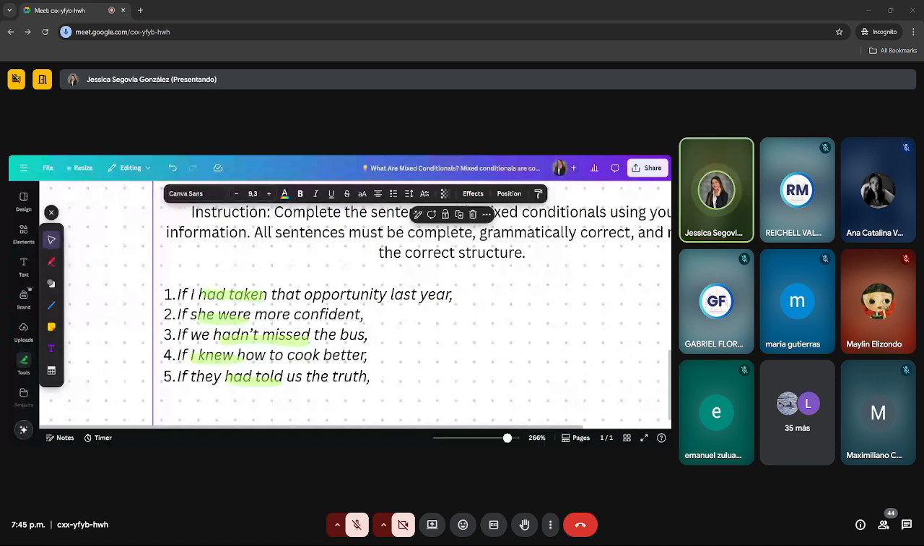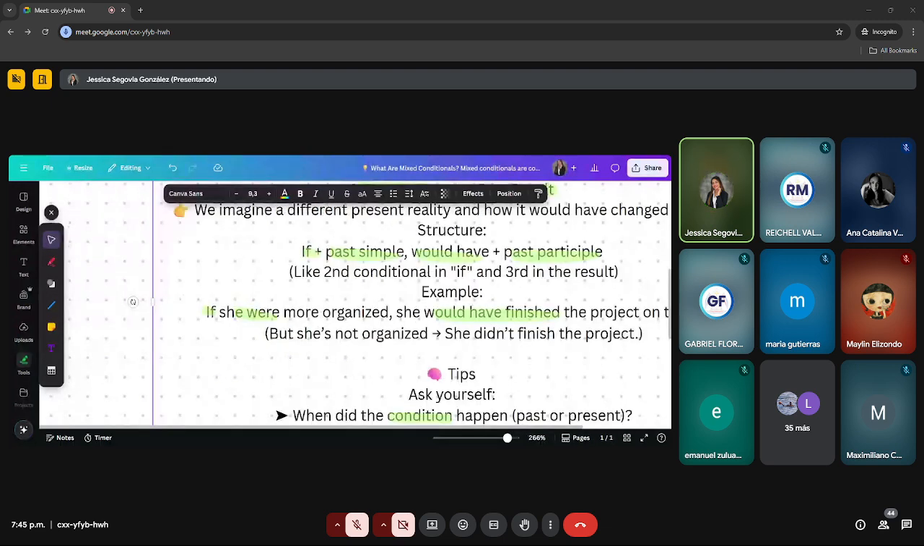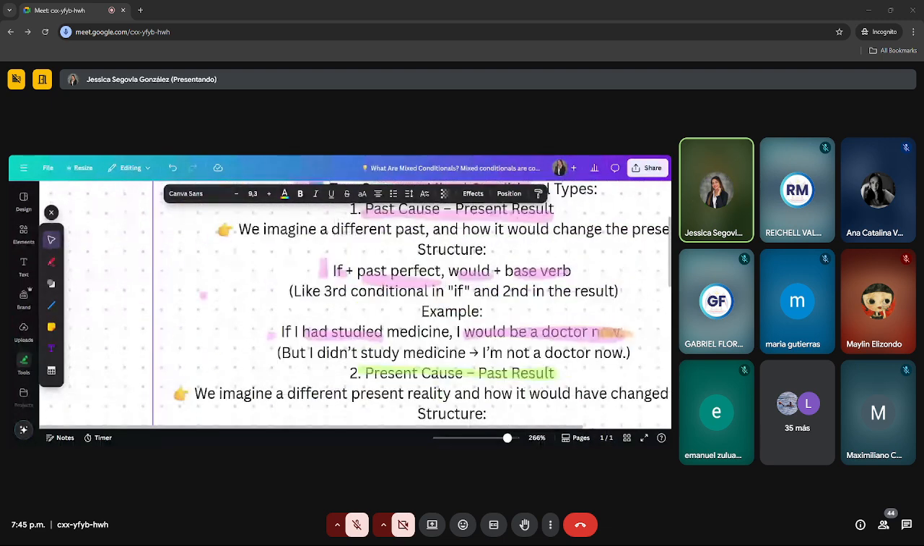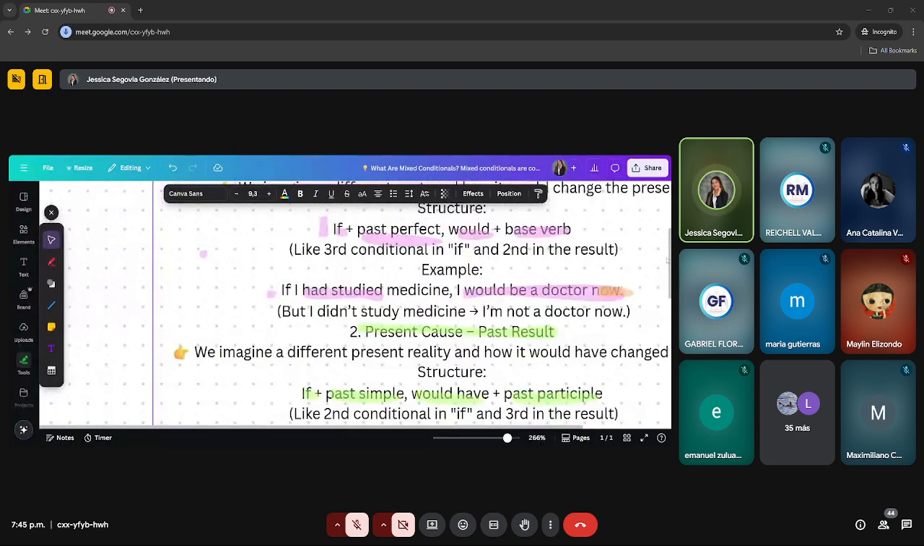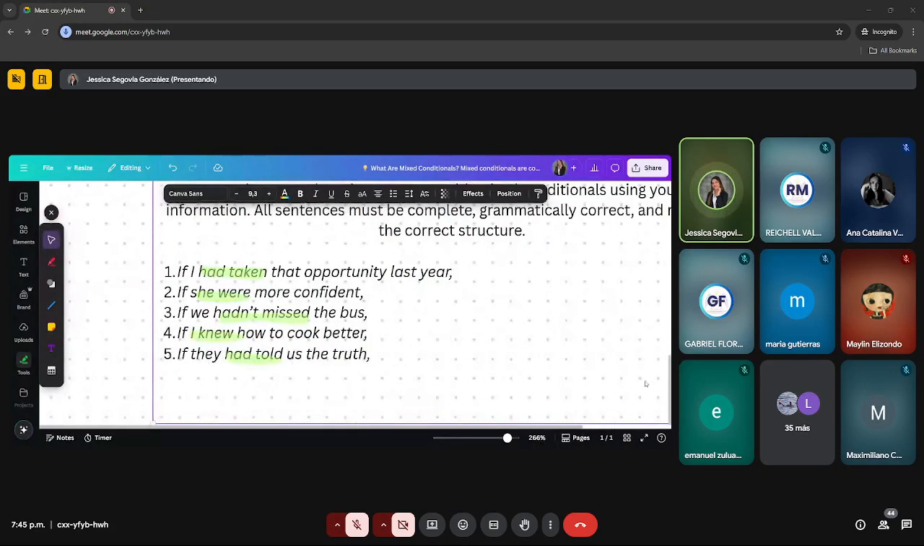Okay, 7:45. If I had taken that opportunity last year, we had already said that due to the had taken, which is a clear past perfect, we are talking about the first type of structure, which is, here it is, if plus past perfect plus would plus the base verb. If I had taken that opportunity last year, would anybody like to share what you wrote so we can see that it is correct?